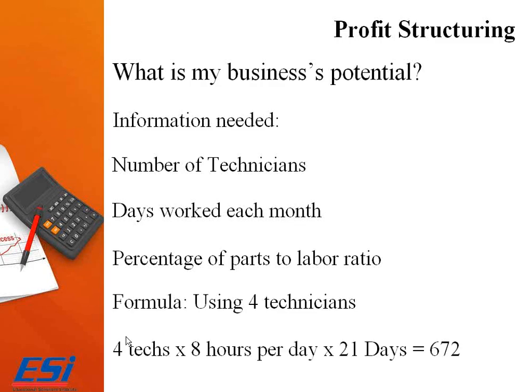So we're going to use 4 technicians. I have 4 technicians. They work 8 hours a day, an average of 21 days. This is an average month with a 5-day work week throughout the year. So we have 672 hours to bill. This is our inventory of labor, 672.